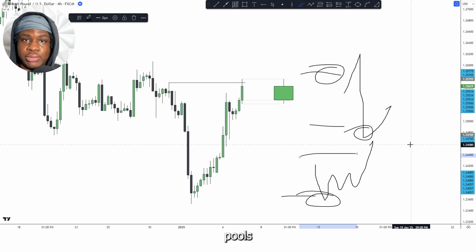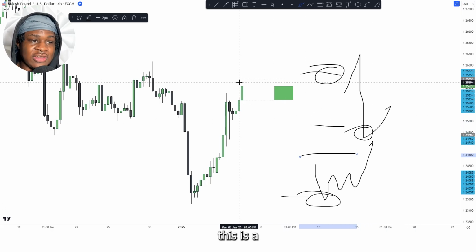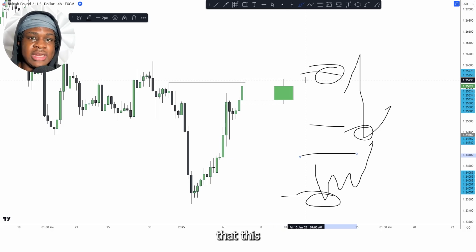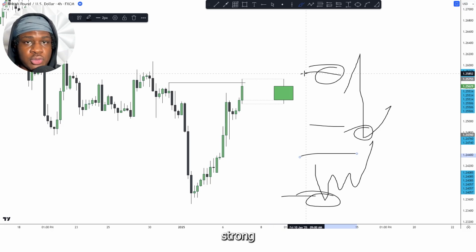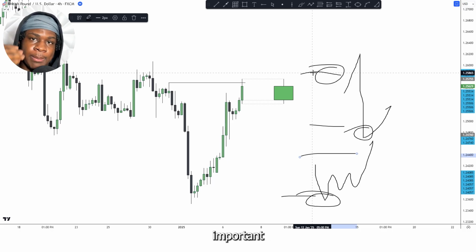This is how the market runs, through liquidity pool to liquidity pool, and we utilize higher time frame liquidity pools like the 4-hour, 1-hour, and even daily as the highest probability liquidity pools that price would likely take out. So this is a 4-hour liquidity pool, meaning that this is a potential strong liquidity level. The higher the time frames, the more important every aspect of trading is: fair value gaps, order blocks, rejection blocks and liquidity pools, they hold the highest when they're on the higher time frames, not the lower time frames.